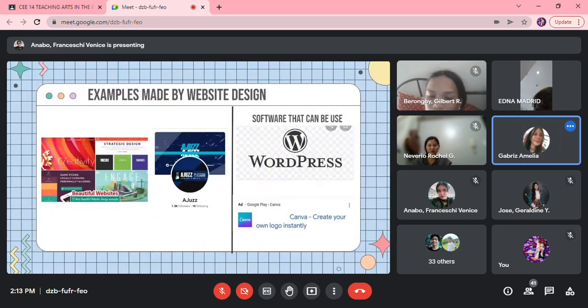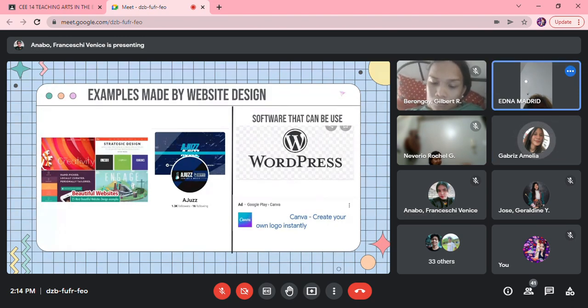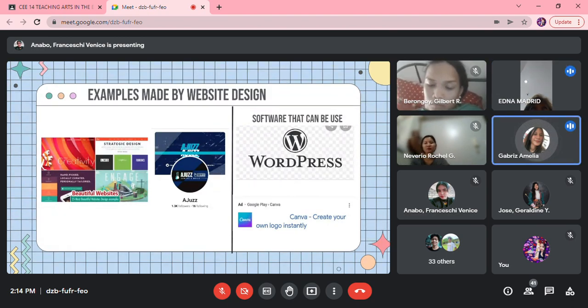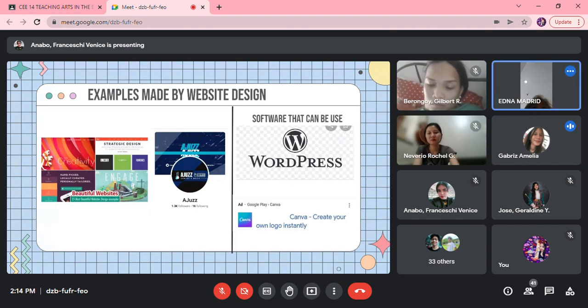Next po. So, importante pong lagyan ng design ang website because when your audience visits your website, it will be attracted to it and magkakaroon siya ng positive impact. So example po ng website design sa kaliwa, pwede din po yan sa Facebook. Ayan. So Facebook sa mga ads. Magagawa din po natin yan through Canva and then sa WordPress.